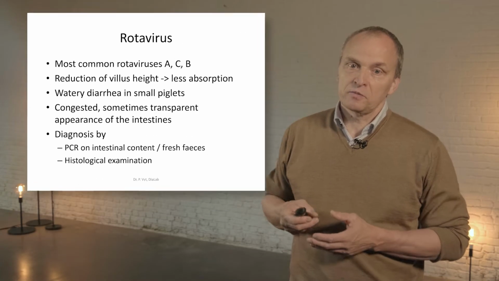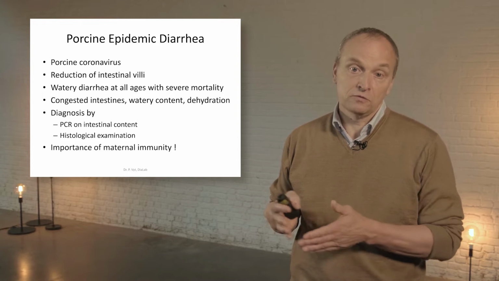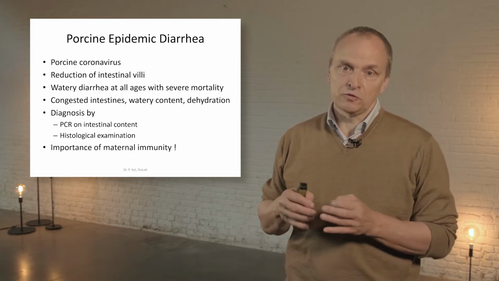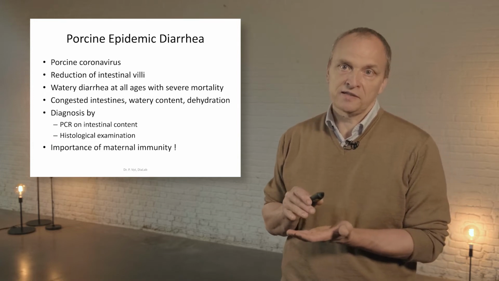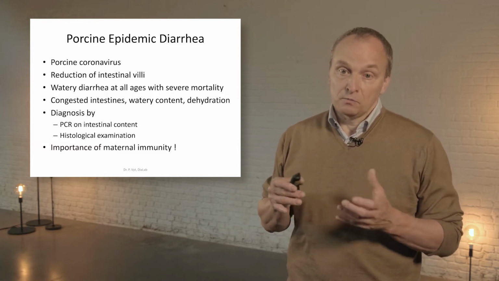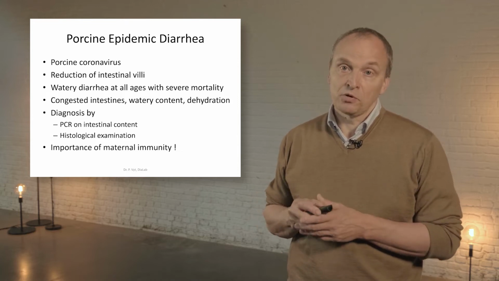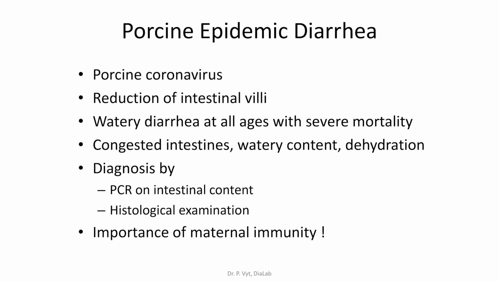Next to rotavirus, we have other intestinal viruses in pigs, like porcine epidemic diarrhea virus and also transmissible gastroenteritis virus. Those 2 viruses have the same mechanism of action. They shorten the villi within the intestine, therefore causing diarrhea and less absorption. Both viruses are capable of infecting older animals also, so the impact on the farm will be larger than in rotavirus infections. When we diagnose those infections, we also use PCR on the intestinal content, or we can look at histological lesions with the shortened villi.